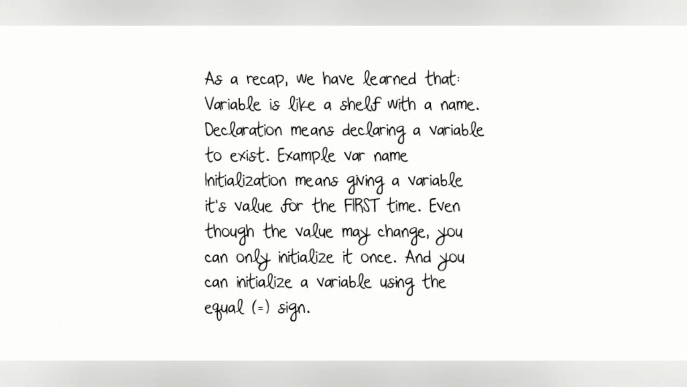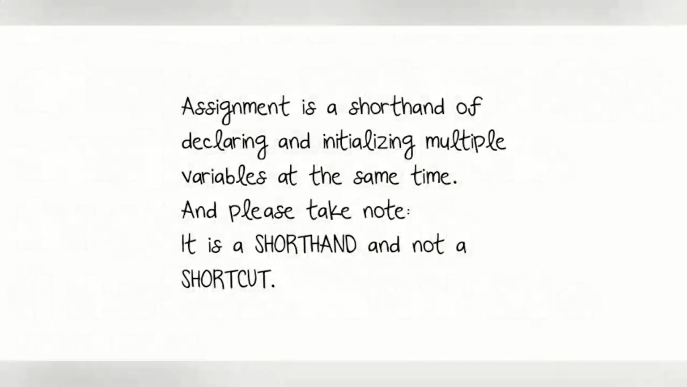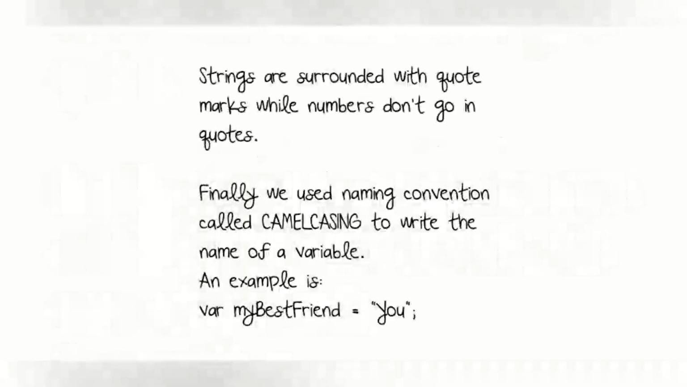As a recap, we have learned that a variable is like a shelf with a name. Declaration means declaring a variable to exist. Initialization means giving a variable its value for the first time, and you can initialize a variable using the equal sign. Assignment is a shorthand of declaring and initializing multiple variables at the same time. And please take note, it is a shorthand and not a shortcut. Strings are surrounded with quote marks while numbers don't go in quotes. And finally, we use the naming convention called camel casing to write the name of a variable. An example is given below.